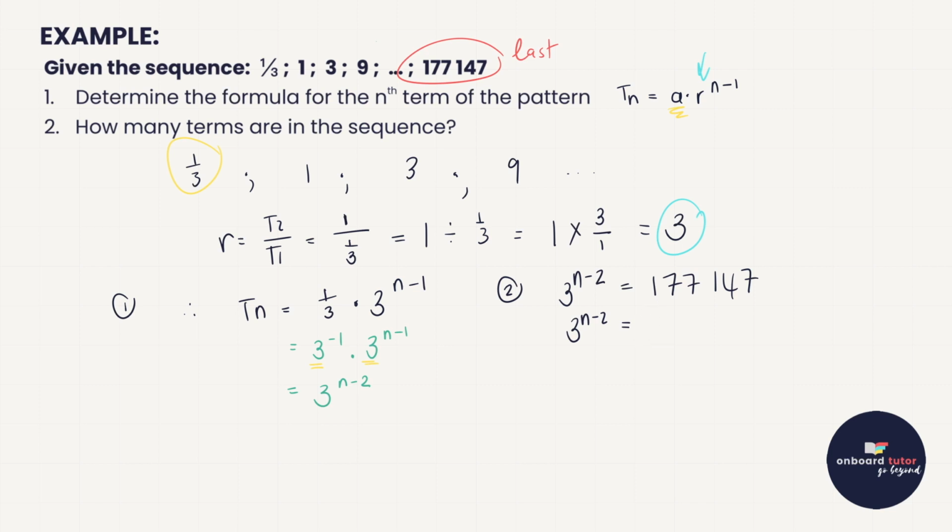177,147 can be rewritten as 3 to the power of 11. Now that I have the same base on either side, I'm allowed to drop the bases and simply solve. n minus 2 is equal to 11. Take the 2 over, and we are left with n is equal to 13. So there are 13 terms in the sequence.